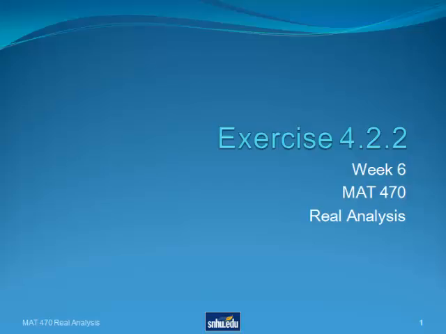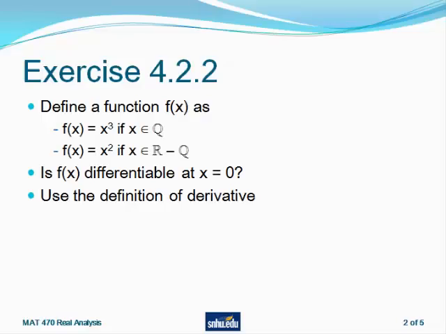This is most of a solution to exercise 4.2.2, a homework problem in week 6 of Math 470. In this problem, we define a function f of x, where f of x equals x cubed if x is a rational number, and f of x equals x squared if x is an irrational number. This function is not close to being continuous.